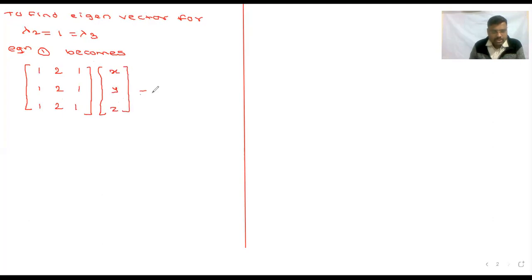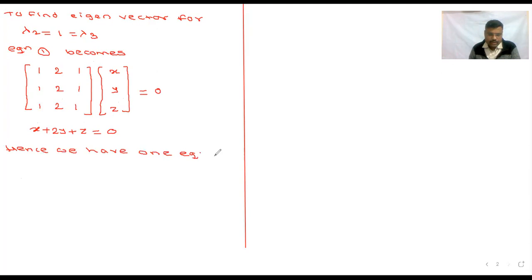X, Y, Z, 0. So from the matrix we go to the equation form. So we got only one equation, x plus 2y plus z equal to 0. So how many equations did we get? Hence we have one equation and 3 unknowns.